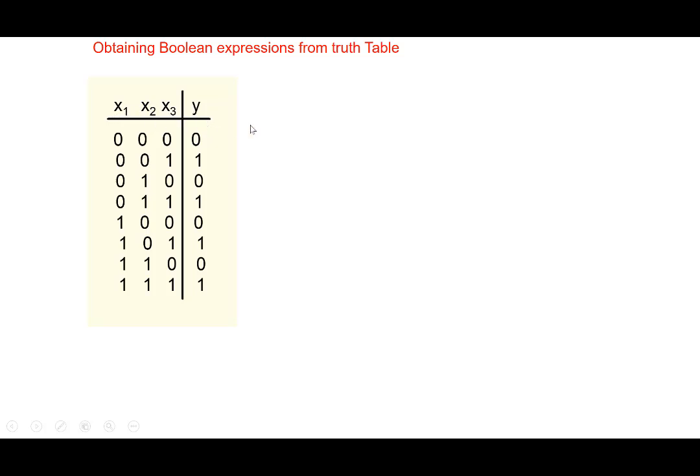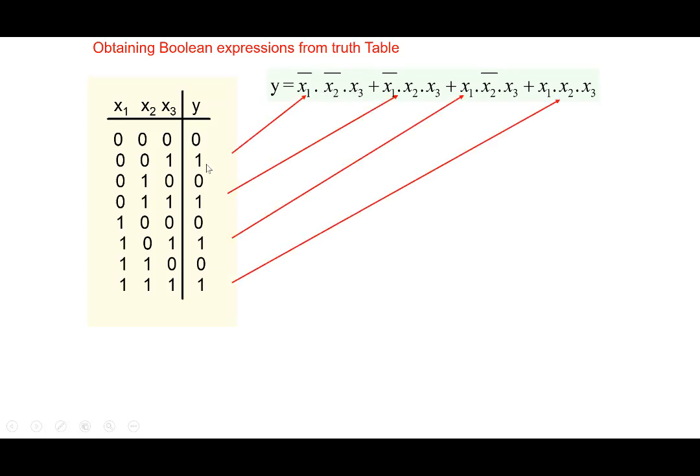This Boolean function we can express in a sum of products form. Each term is a product term, and then we have the sum of all these product terms. We focus on those terms for which the value of y is 1, and then we add up all these terms to obtain the Boolean expression. So this is called the sum of products form.